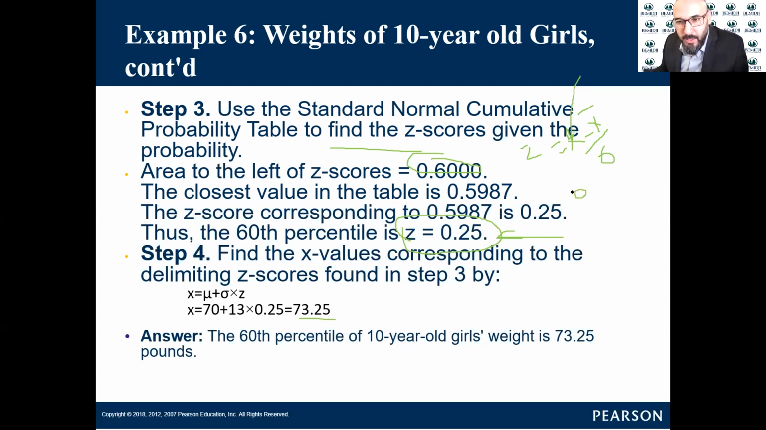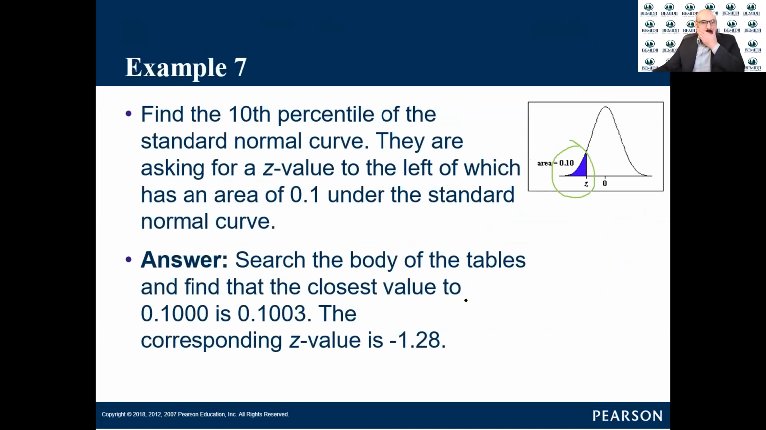So 0.25 is equal to x, this is the variable, minus the average, which is 70, divided by 13. And that will give you x to be 73.25.